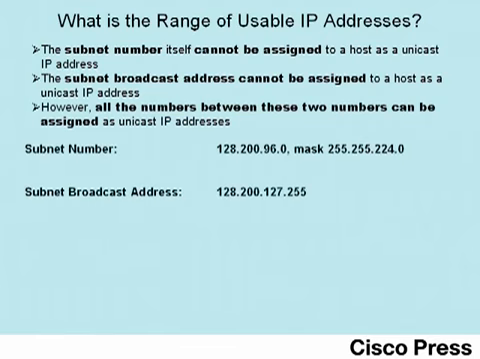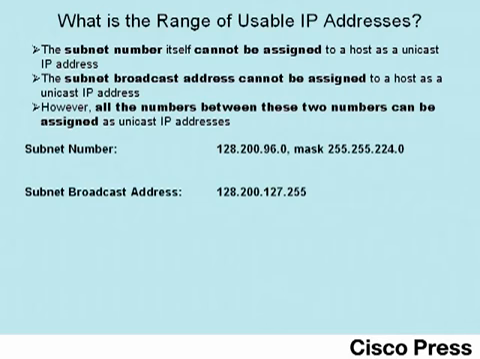For instance, this video shows an instance with a subnet number of 128.200.96.0 with a mask of 255.255.224.0. Now it turns out the subnet broadcast address in this case then will be 128.200.127.255.